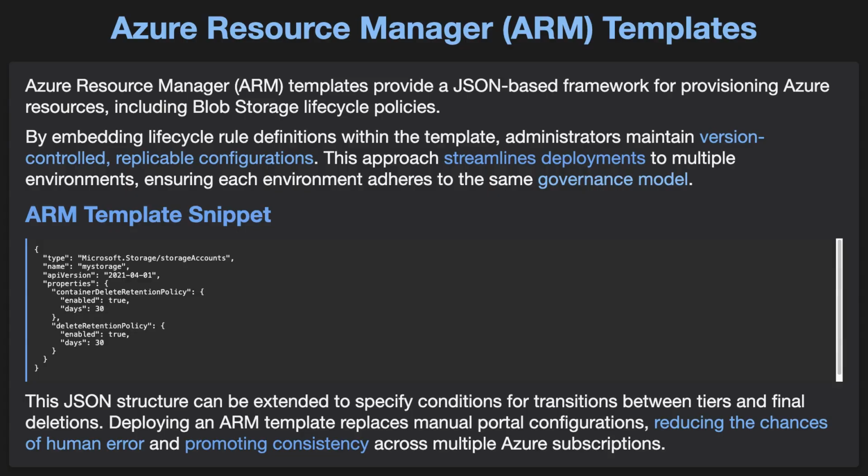Below is a simplified excerpt of an ARM template snippet, JSON type Microsoft.Storage/storageAccounts, name mistorage, API version April 1st, 2021, properties: containerDeleteRetentionPolicy enabled true, days 30; deleteRetentionPolicy enabled true, days 30. This JSON structure can be extended to specify conditions for transitions between tiers and final deletions. Deploying an ARM template replaces manual portal configurations, reducing the chances of human error and promoting consistency across multiple Azure subscriptions.